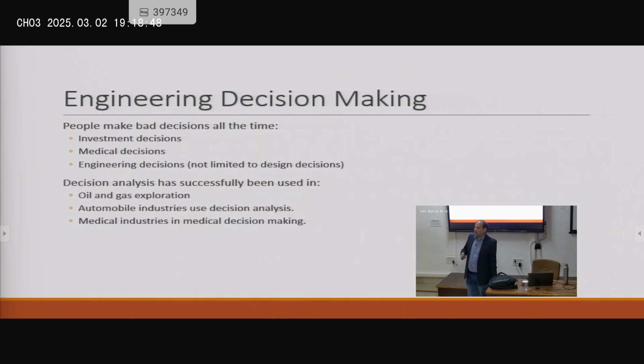And decision analysis has been successfully used in many, many fields. Oil and gas exploration uses it, the automobile industry uses decision analysis, and the medical industry uses medical decision making. So the field has existed for some time. It's grounded in mathematics, it's pretty solid, and it's something that everybody should know.